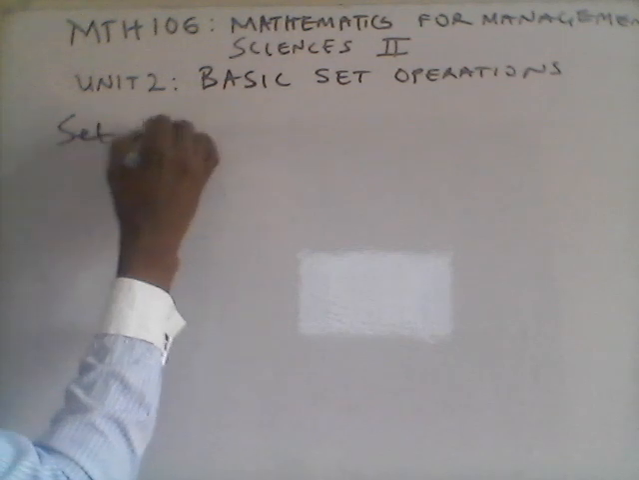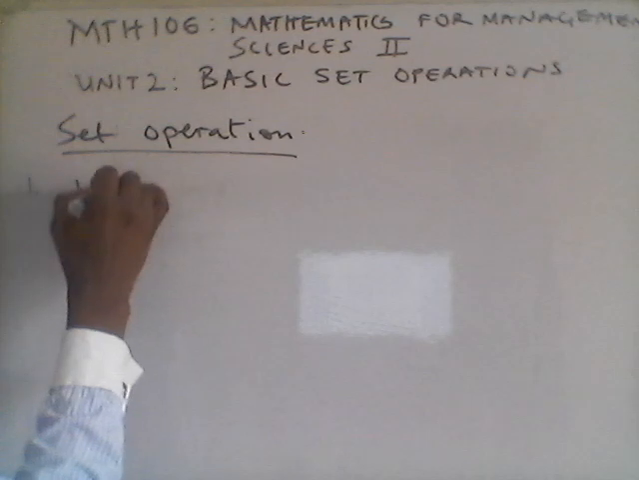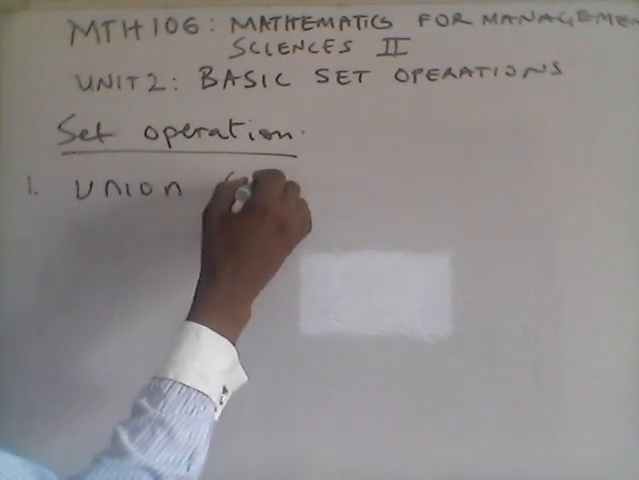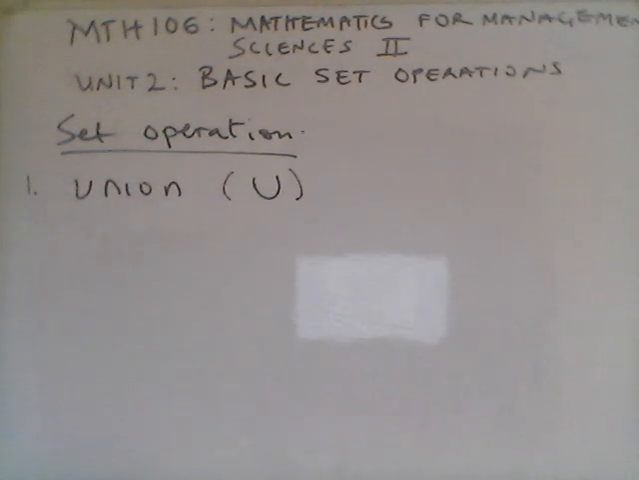Set operations. So the first one we'll look at is number one, union. Union, and the symbol is like this. The union of sets A and B is a set of all elements which belong to A or to B or both. You understand? So there are three conditions there. If I have two sets A and B, the union of the two of them is the resultant set that contains A or B or both.